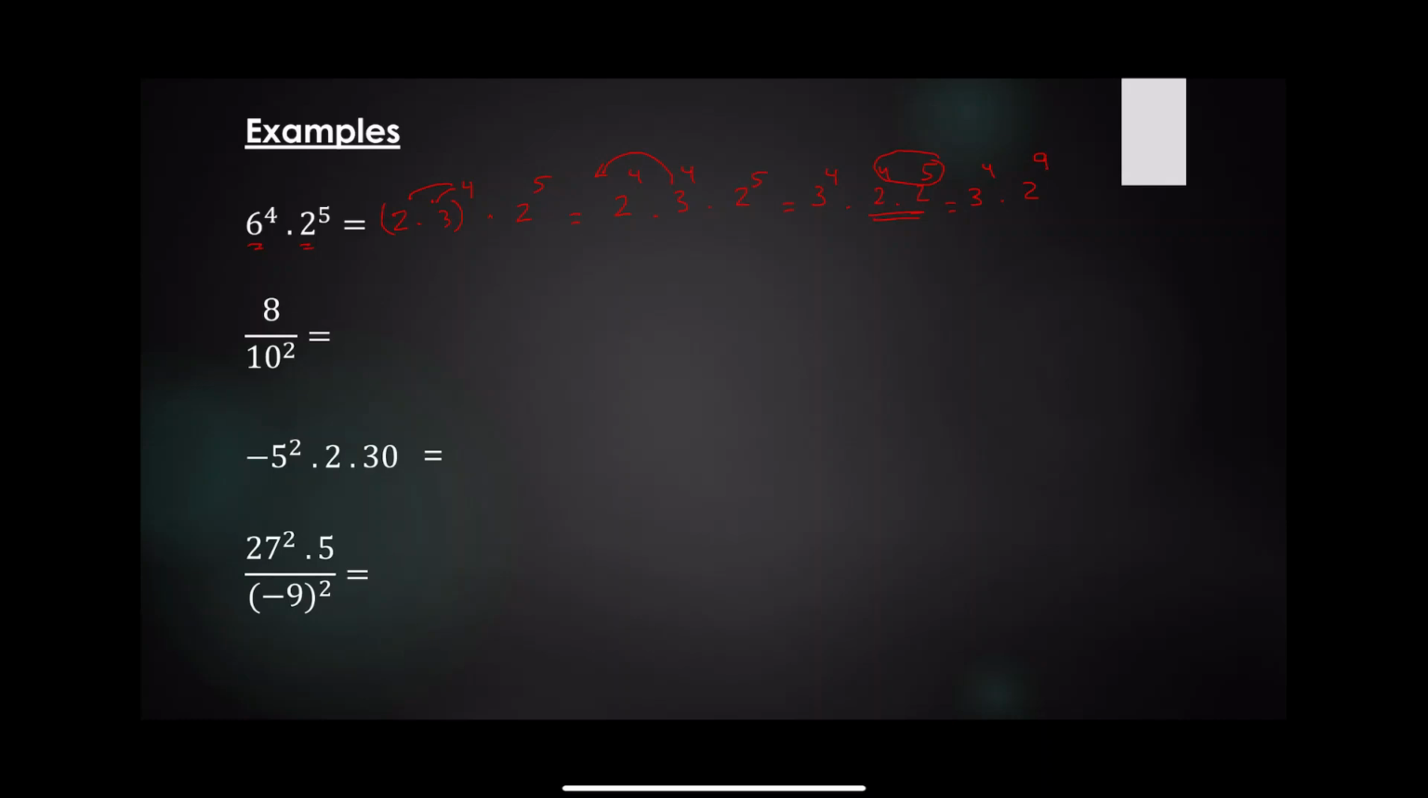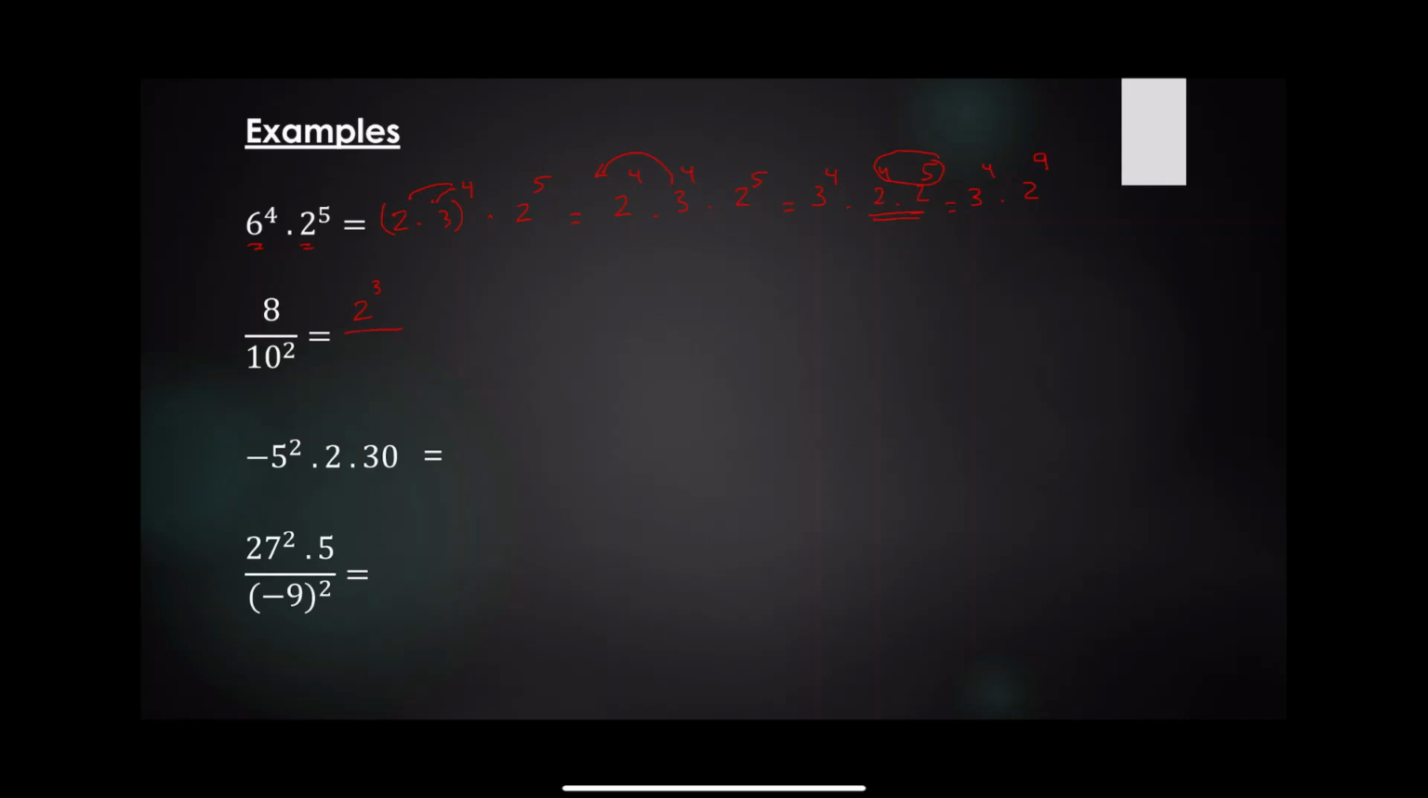8 over 10 to the power 2. We know that 8 actually is what? In this case, nothing is common, so we can convert 8 in terms of 10 or 10 in terms of 8. But we know that 8 is 2 to the power 3, because 2 times 2 is 4 times 2 is 8, divided by.